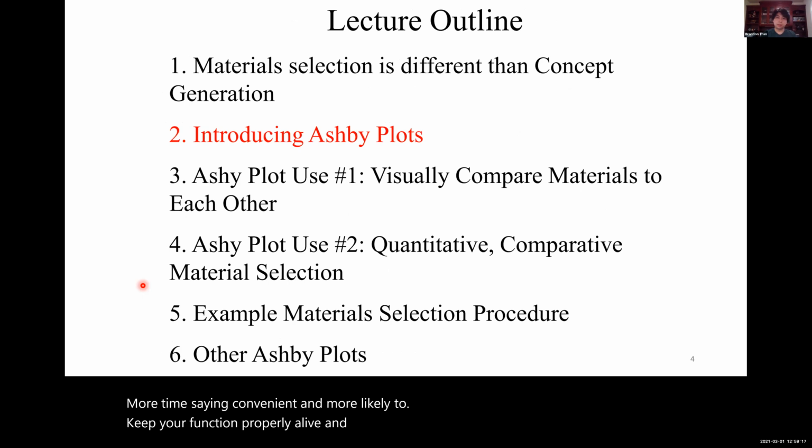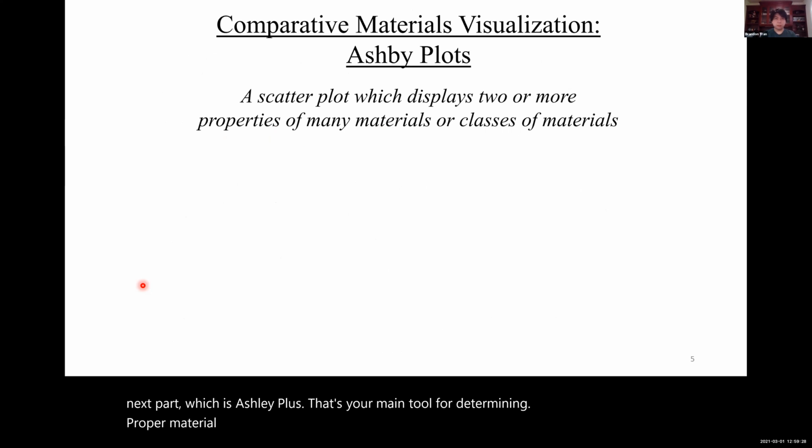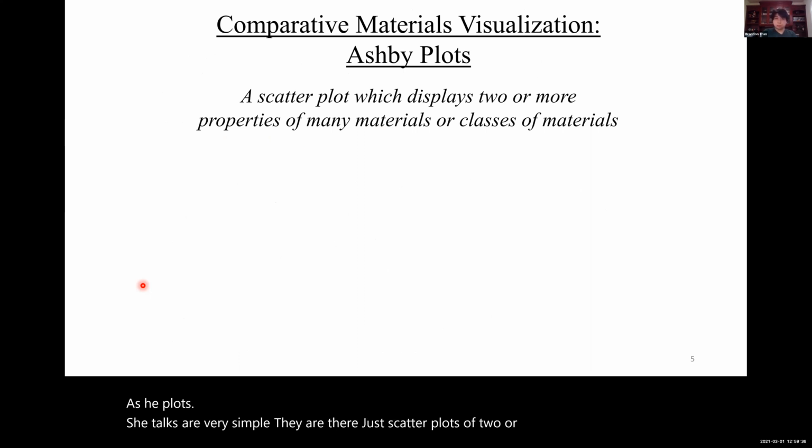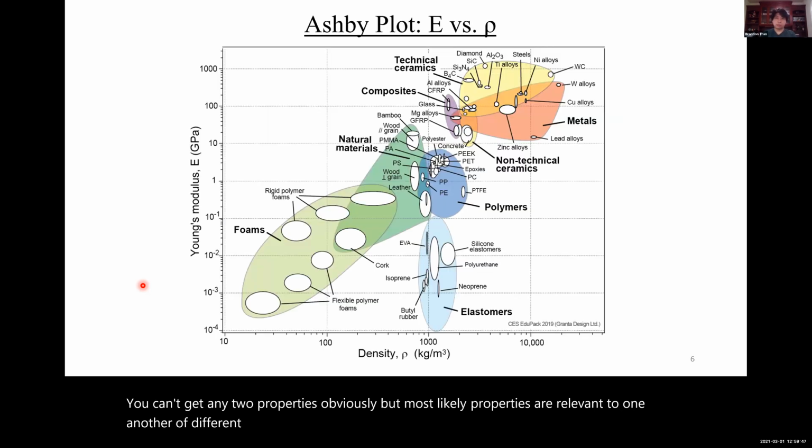So in this lecture, now we're going to go into the next part, which is Ashby Plots. That's your main tool for determining proper material choice. Ashby Plots are very simple. They're just scatter plots of two or more properties. It can be any two properties, honestly, but most likely properties that are relevant to one another, of different material classes. So this is an example of an Ashby plot.